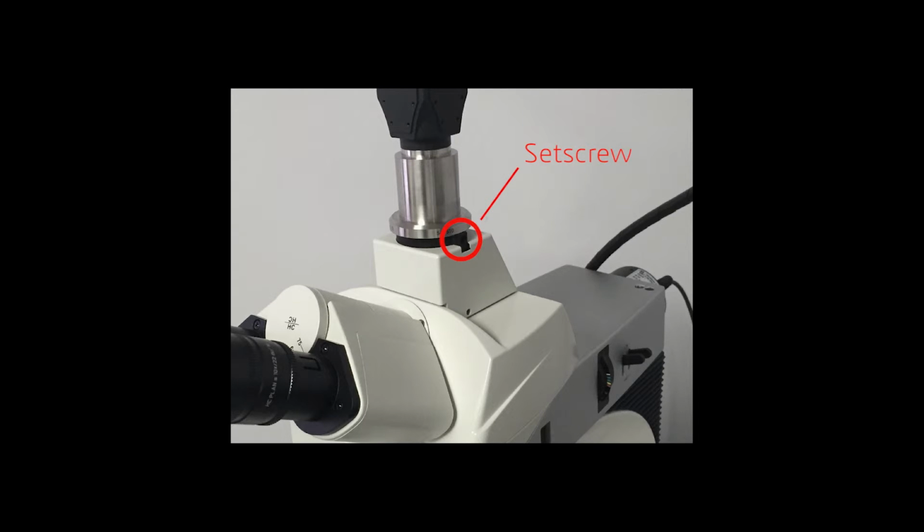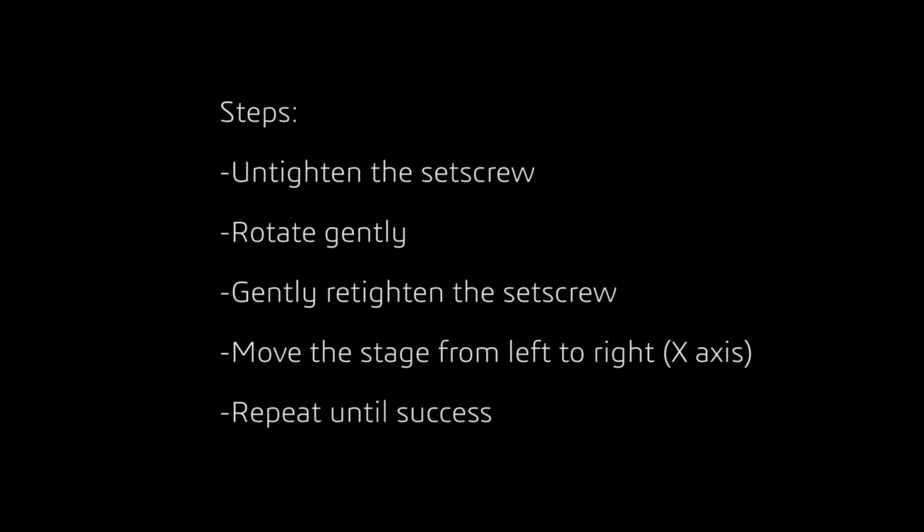Most microscope cameras today are mounted to the microscope by a C-mount coupler. It is usually attached to the microscope body by a set screw. To realign the camera, we only need to follow these easy steps. 1. We untighten the set screw. 2. We rotate the camera carefully. 3. We gently retighten the set screw. 4. We move the stage from left to right to check alignment. And 5. Repeat until success.